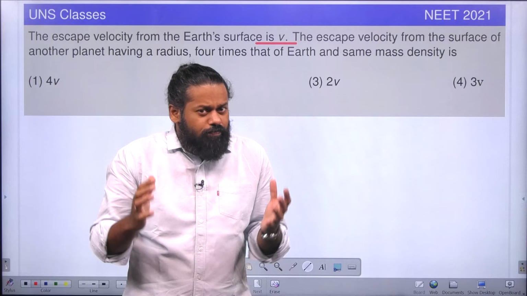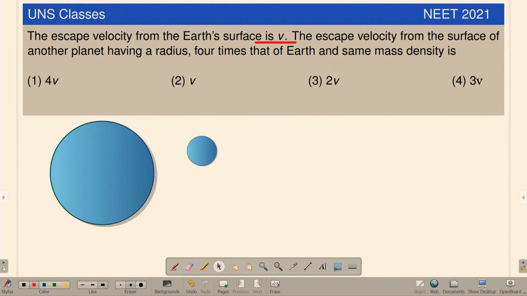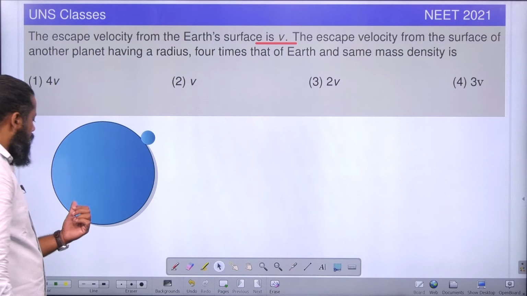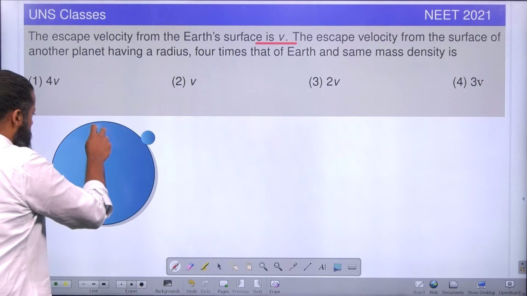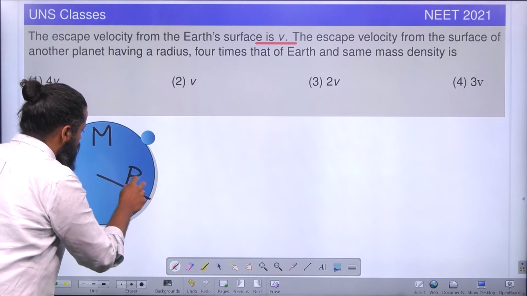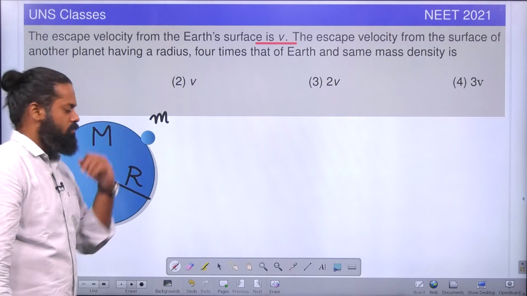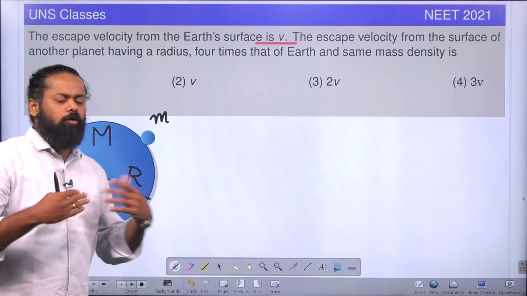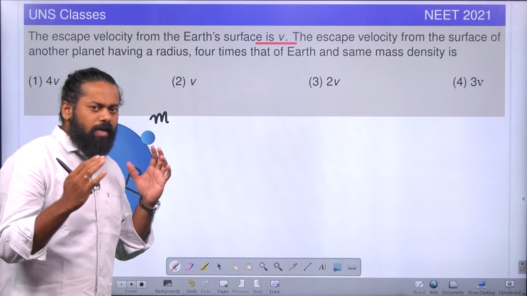Assume that you are on the surface of a planet. Assume this planet is having mass M, maybe Earth, and radius is R, and on the surface of that planet another small mass m is resting. Assume that now you are going to project it with a velocity ve. So the initial energy we can calculate.